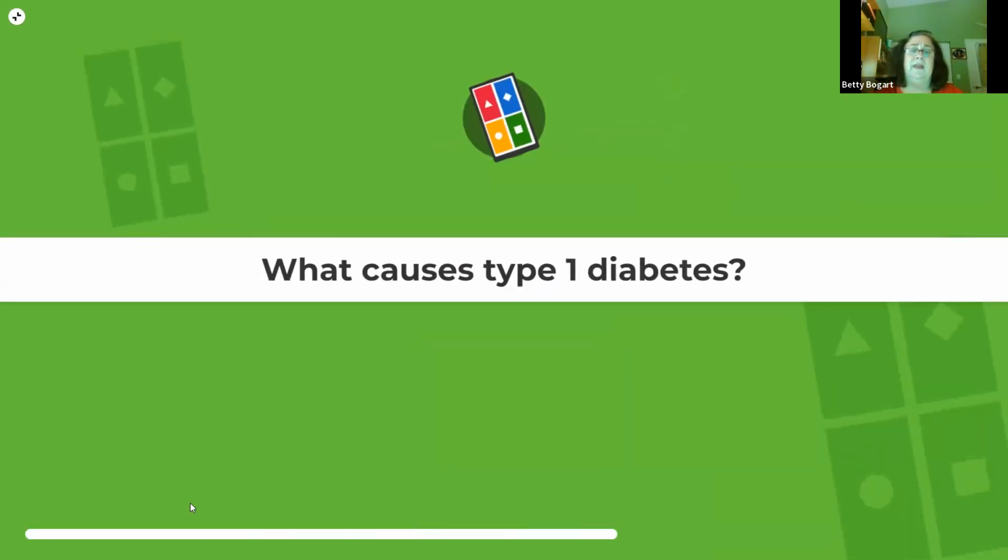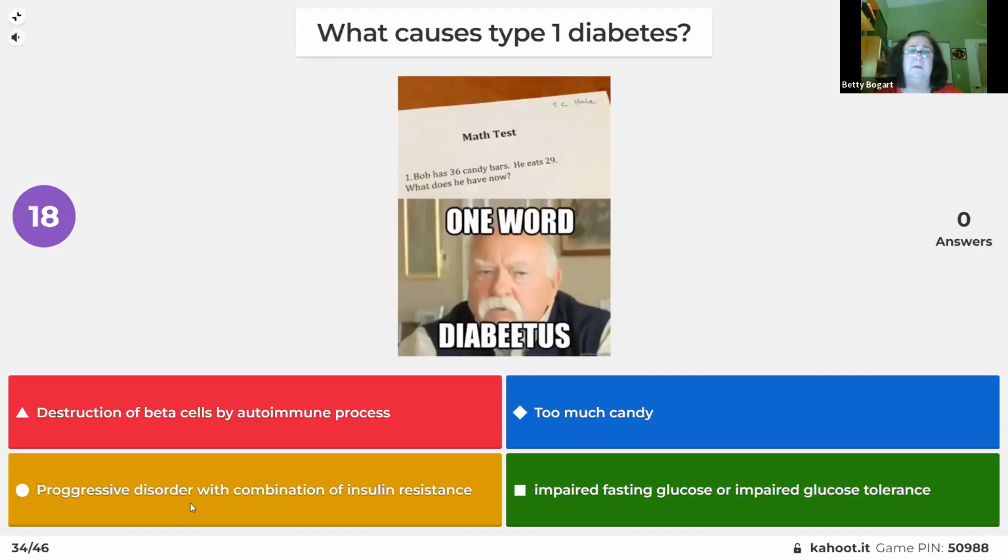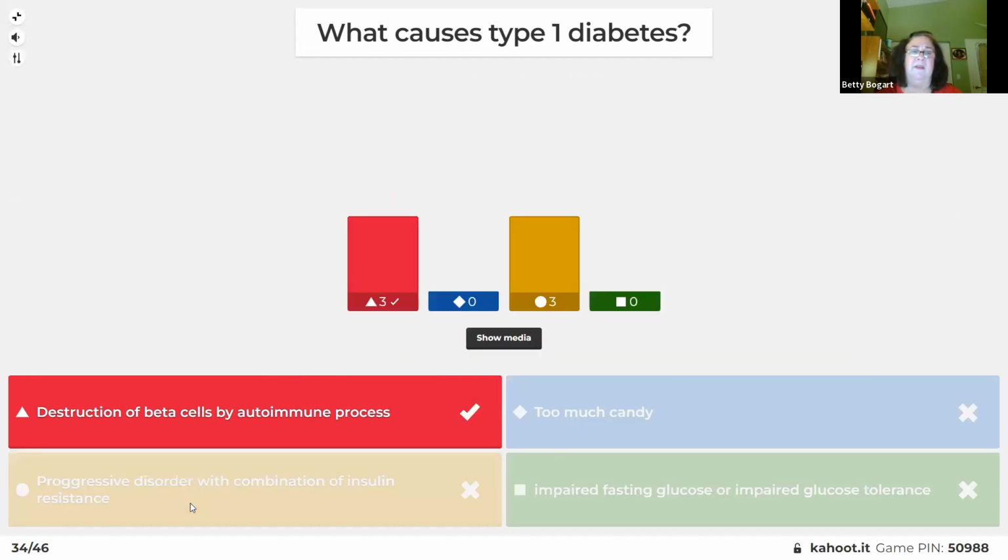What causes type 1 diabetes? Type 1 diabetes, what happens? You eat too much candy? So in the pancreas, there are these beta cells which secrete insulin, and the body itself tends to destroy these cells.